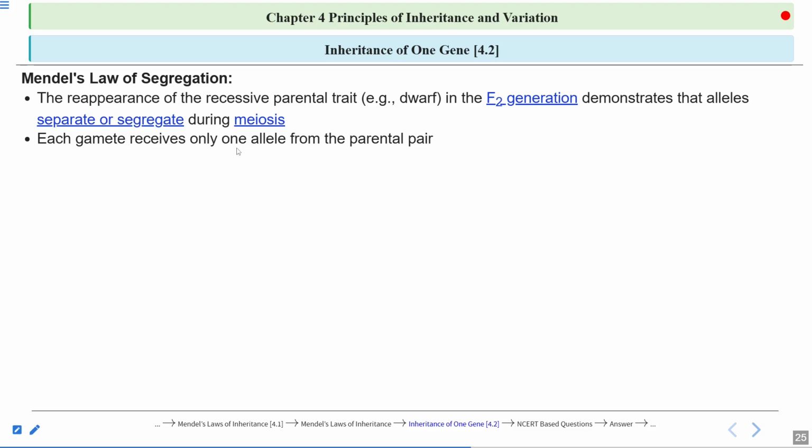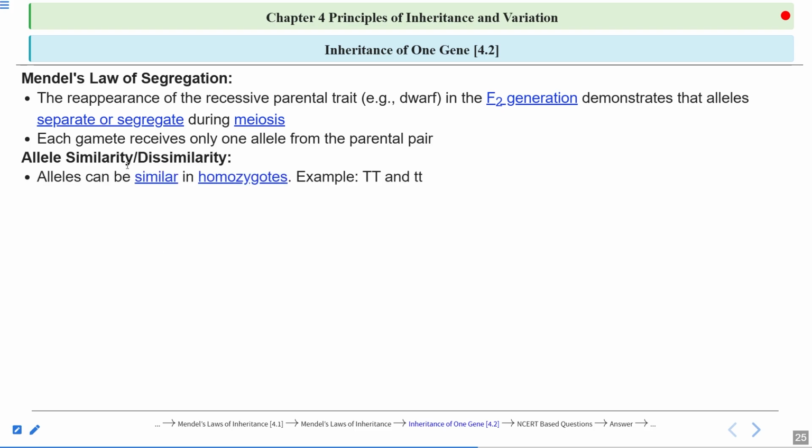Now each gamete receives only one allele from the parental pair. Okay, so the gametes will receive only one allele. So in the case of heterozygous capital T small t, half of the gametes will contain capital T, half of the gametes will contain small t.